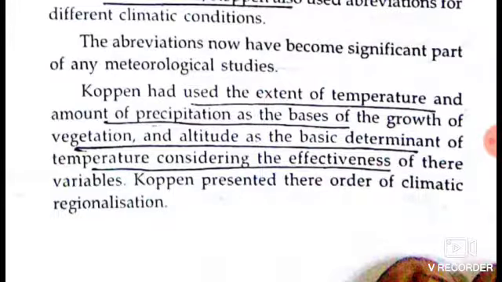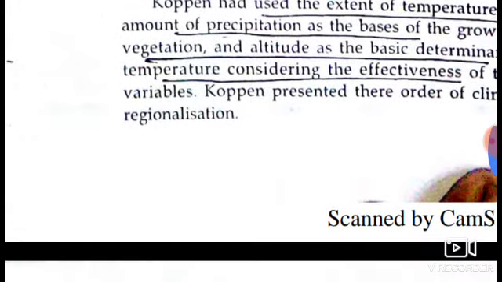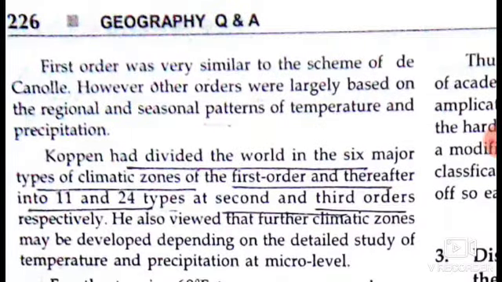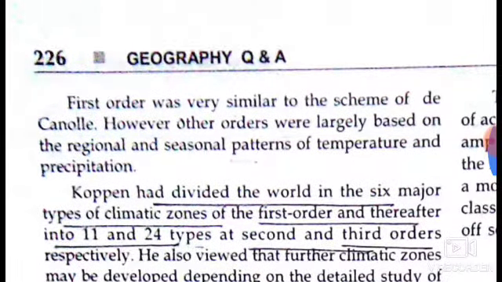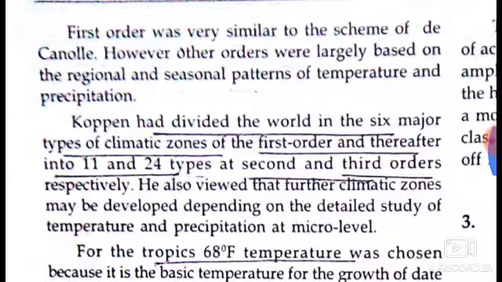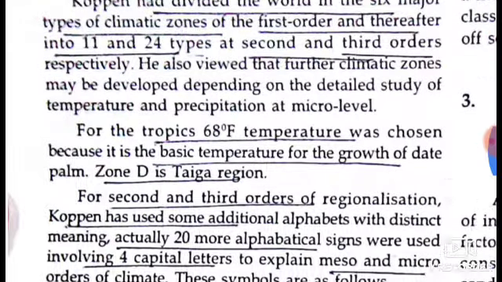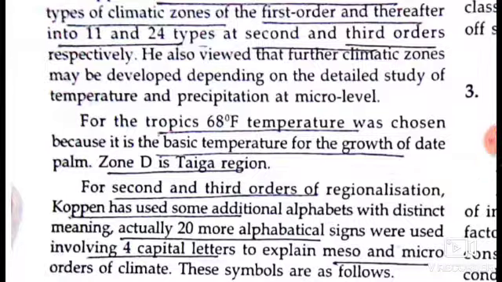Köppen presented the order of climatic regionalization. The first order was very similar to the scheme of de Candolle. However, the other orders were largely based on the regional patterns of temperature and precipitation. Köppen had divided the world into 6 major types of climatic zones of the first order, and into 11 and 24 types at the second and third orders, respectively.